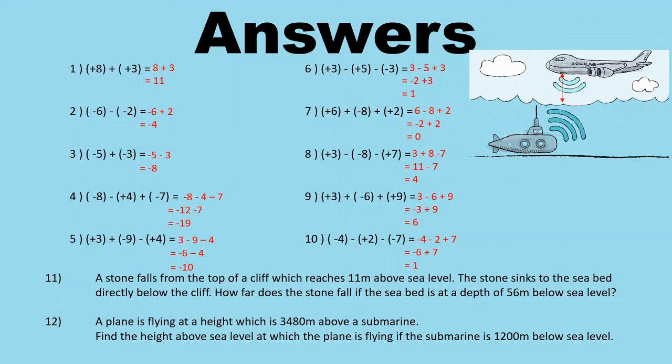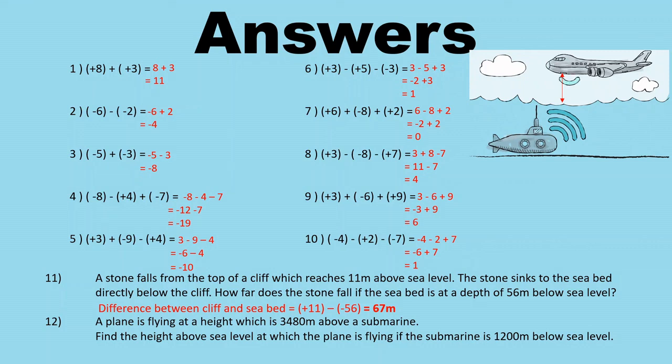Question 11, we're trying to find the difference between these heights. So starting from positive 11, the difference between two numbers is a subtraction of those two numbers, but that's positive 11 minus negative 56, because remember 56 is below sea level. That's the same thing as positive 11 plus 56, which is positive 67 meters. The difference between the top of the cliff and the seabed down below is 67 meters.